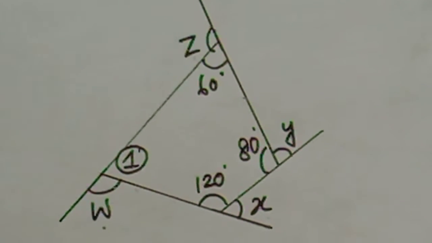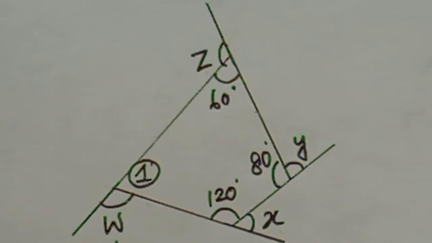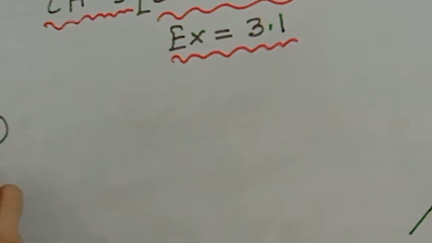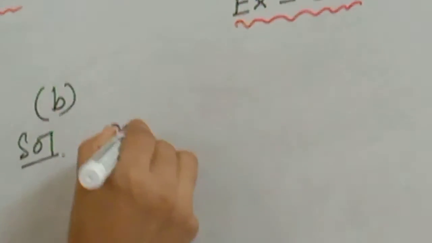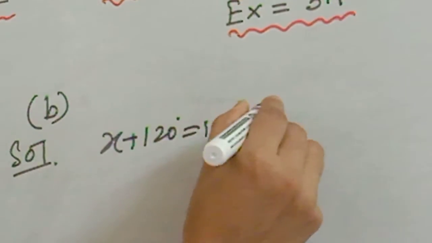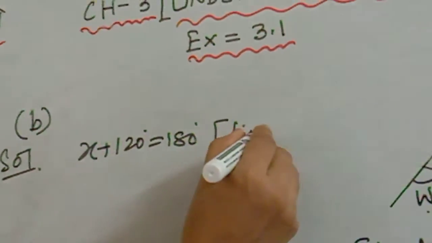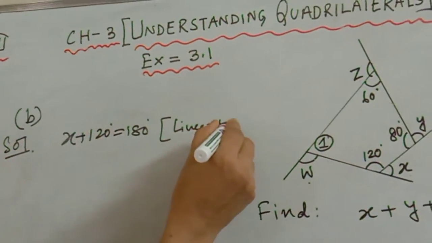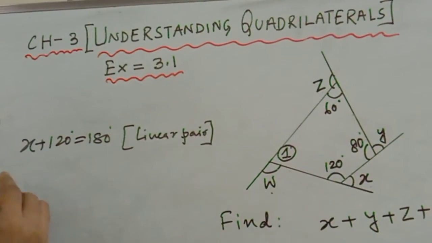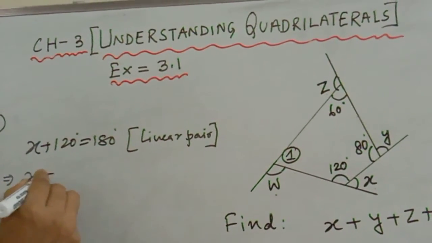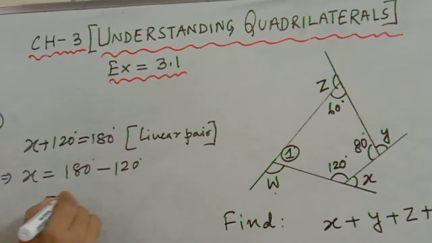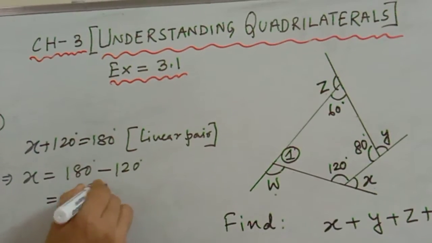So first you find angle x. You know that solution of this, x plus 120 is equal to 180 degree. Reason is linear pair. You have to write this reason, it is mandatory. Now x is equal to 180 degree minus 120 degree. Therefore x is 60 degree.